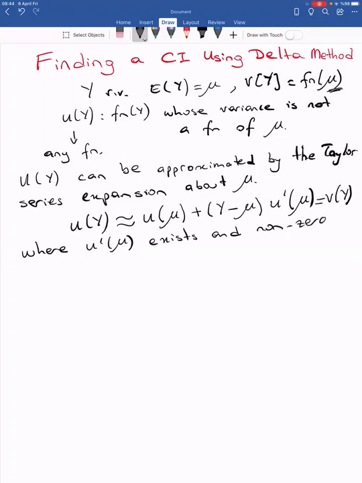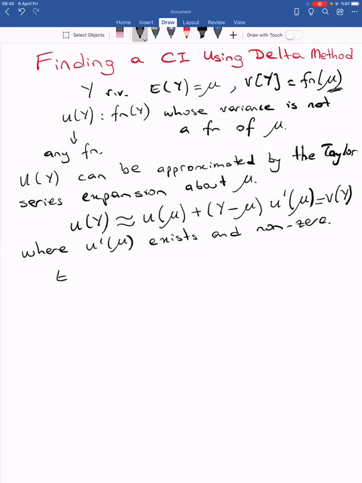Otherwise, we cannot use it. Okay, so here, then we need to find this v(y), so that its variance is independent from its parameter. So let's try to find the expectation of this function.